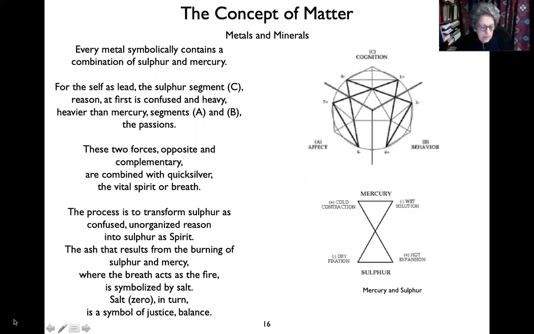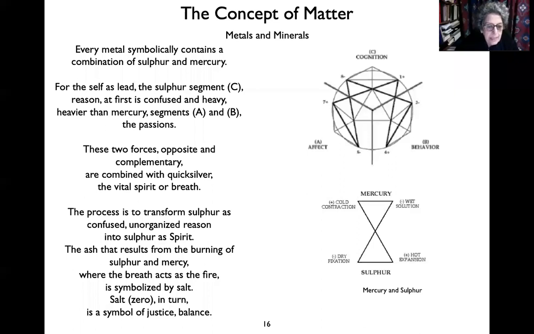Now, to go even further, in alchemy every metal symbolically contains a combination of sulfur and mercury. So, for instance, mercury is cold and wet, and sulfur is hot and dry. So we can see that something cold is a contraction, something wet is a solution, something dry is a fixation, and something hot is expansion. That's the concept of sulfur and mercury within the alchemical tradition.